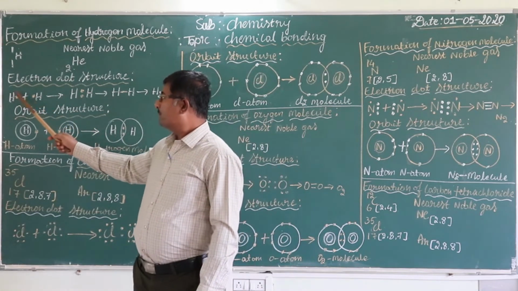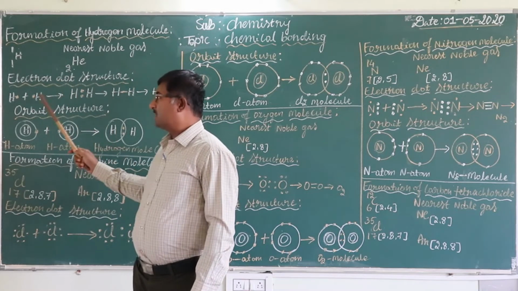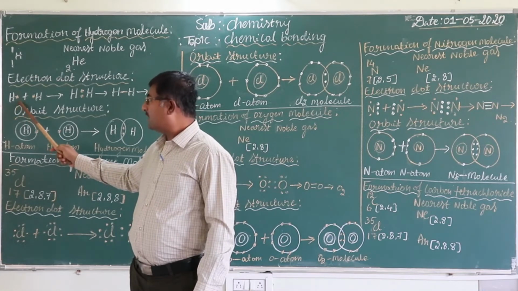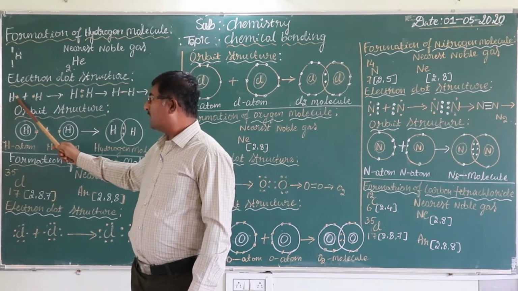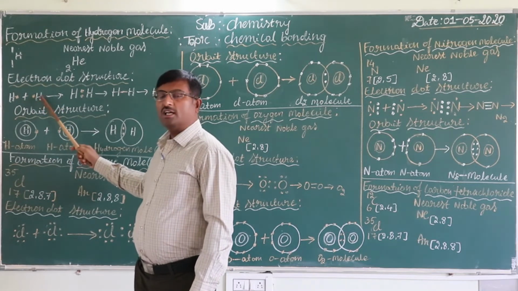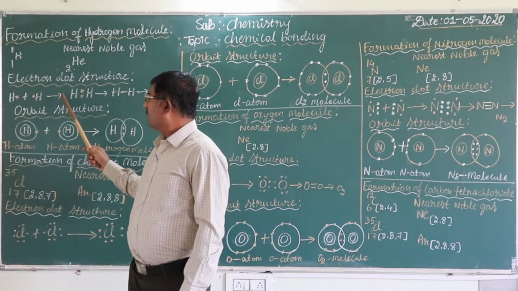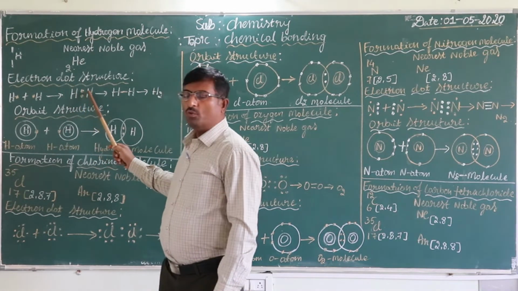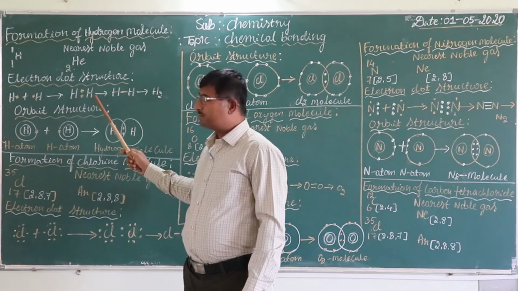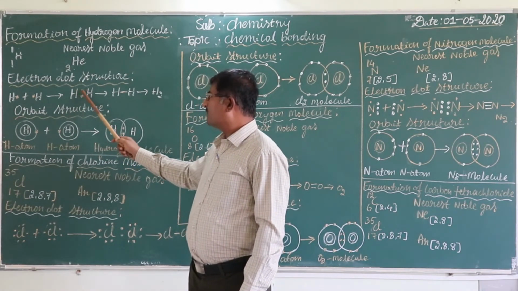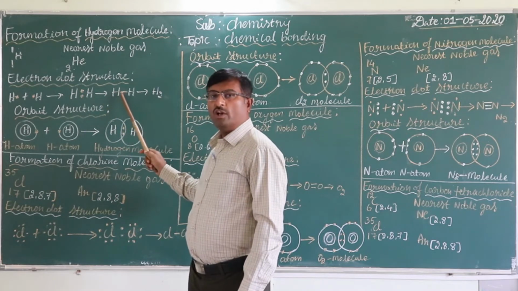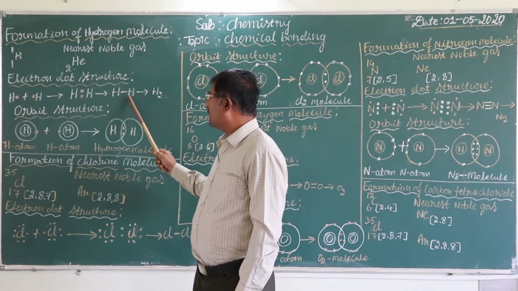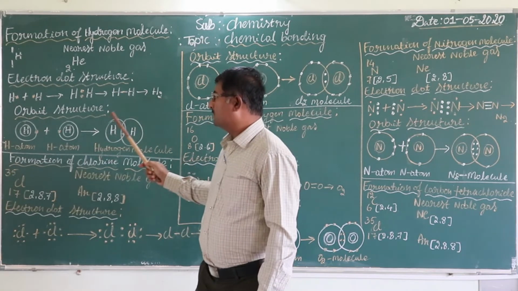Once again I will tell, in this electron dot structure, hydrogen has 1 electron. That electron we denote by writing the dot. So for this hydrogen atom I wrote 1 dot. This hydrogen atom also has 1 electron, so I wrote 1 dot. When covalent bond formation takes place between two hydrogen atoms, one pair of electrons is shared. So one pair of electrons shared between the hydrogen atoms means one covalent bond will form. That is a single covalent bond will form between the hydrogen atoms and a hydrogen molecule will form.